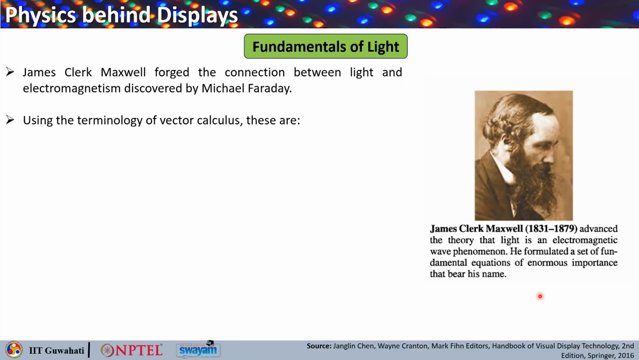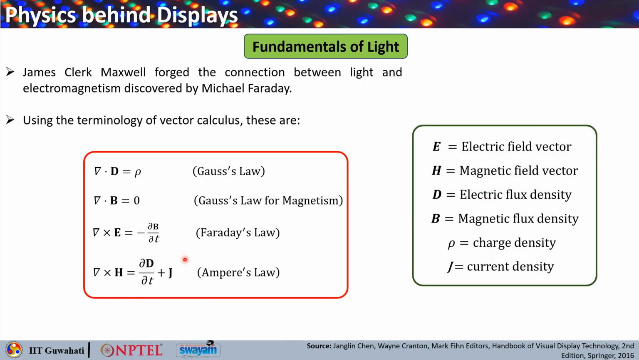So, using the terminology of vector calculus, you can write these 4 equations. Okay. So, the first one is Gauss law. Okay. So, it tells you that the electric flux out of any closed surface is proportional to the charge enclosed within that surface. Okay. The second one is also called Gauss law of magnetism.